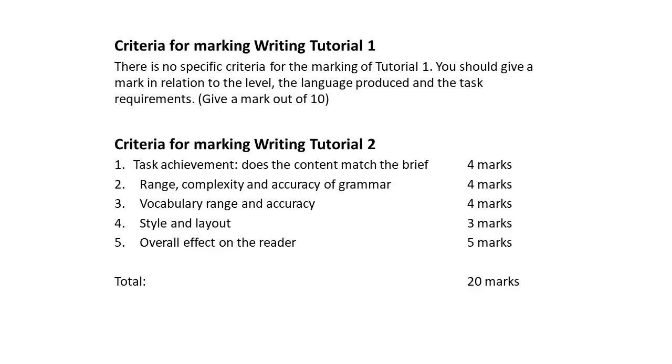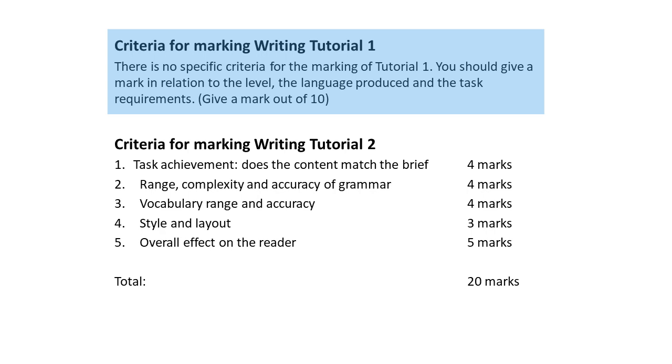Good. Now moving on to look at the criteria for writing tutorial 1, you can find this information in the tutor's manual. For writing tutorial 1, as it is so specific and is clearly controlled practice of the target language of that unit, it's not really necessary for us to give you a marking criteria. The mark you give should relate to the level of the student and the language produced in relation to the task requirement. Remember, though, that you want to be encouraging and you want to give the student good marks to make them feel good about the experience.